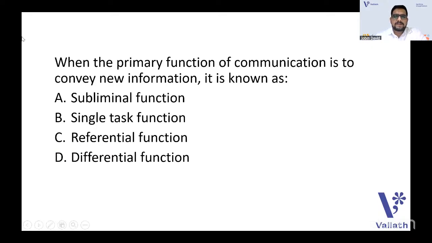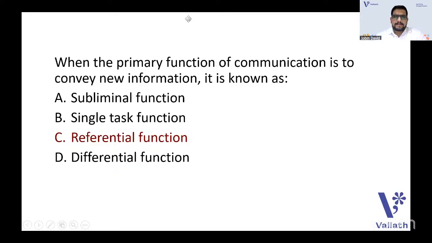When the primary function of communication is to convey new information, it is known as what? It's a question from the communication part. Is it subliminal, single task, referential, or differential function? The answer is referential function. That is a function of communication, referential function.